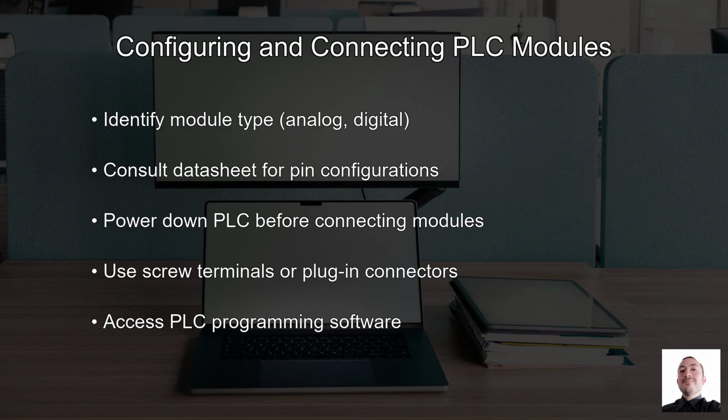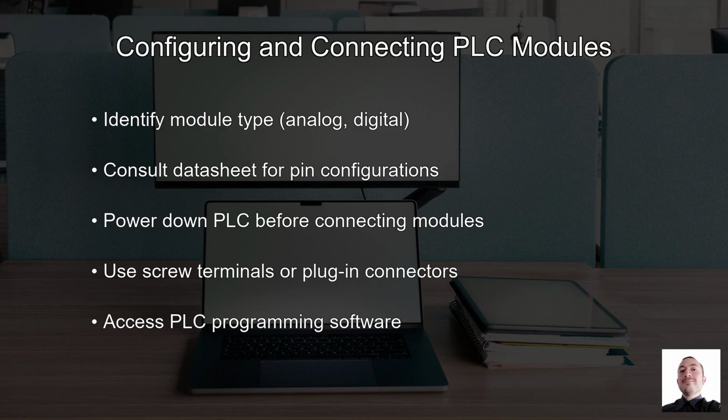Let's dive into configuring and connecting PLC modules. First, you need to identify the specific modules you'll use, such as analog input or digital output modules. Once identified, consult the PLC's datasheet for pin configurations and electrical requirements. Next, power down the PLC before connecting any modules to avoid electrical damage. Use the appropriate connectors, usually screw terminals or plug-in connectors, to attach the modules.